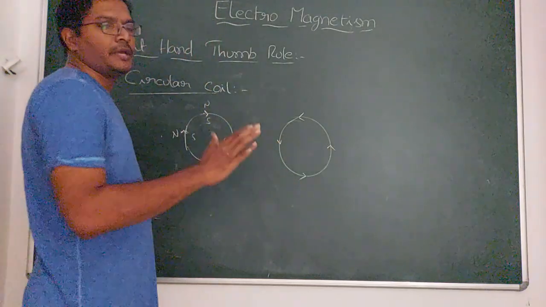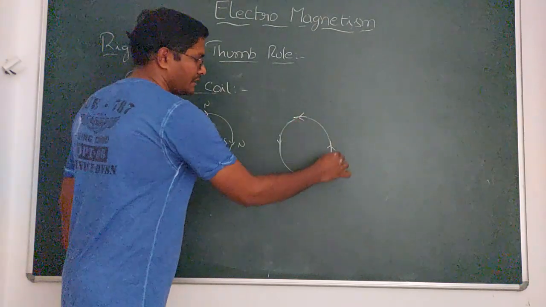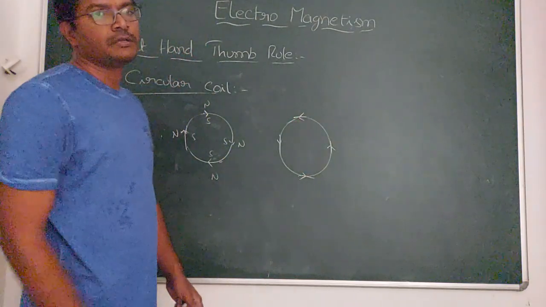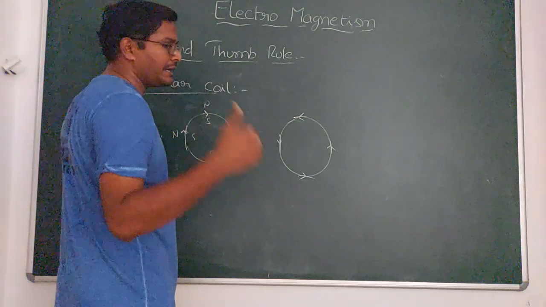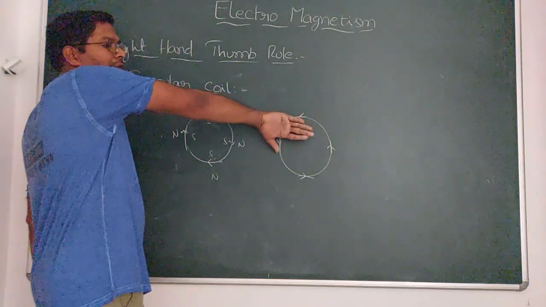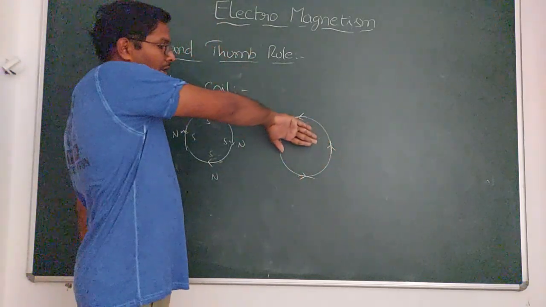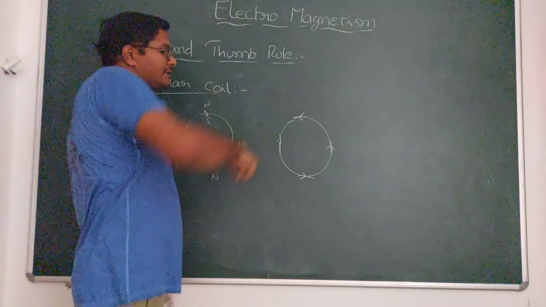Now hold a straight wire. This is a straight wire. Hold the straight wire with your right hand. Let's start from here first. So this is the direction, in the downward direction, and the palm is towards your face. And here is the north pole and here is the south pole.